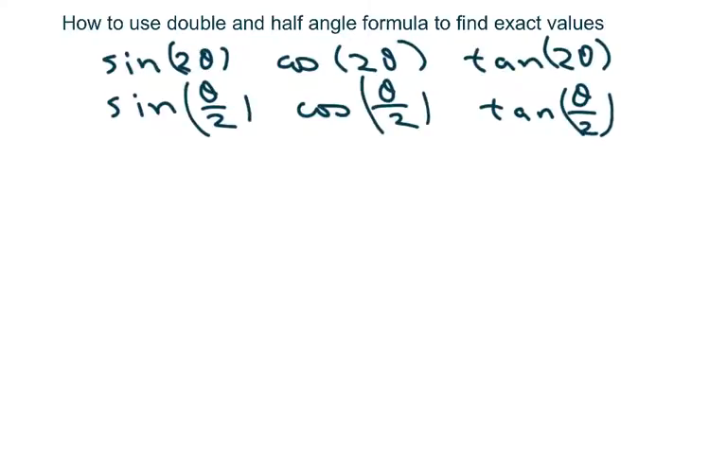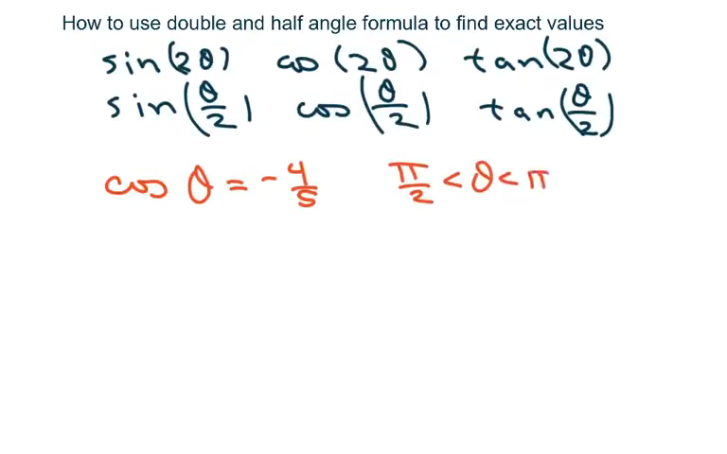For cosine of theta, this is what's given: cosine of theta equals negative 4/5, and we're in quadrant 2. That's what this means. So my full angle's in quadrant 2. My half angle is going to belong to quadrant 1. This is part 2, by the way.